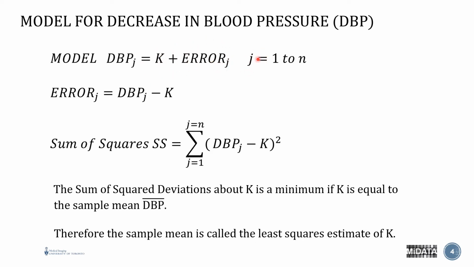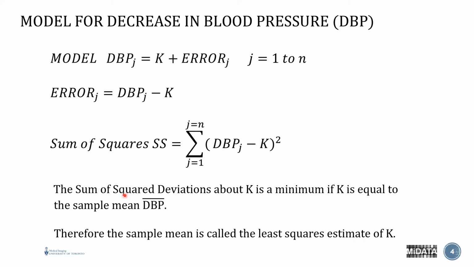Now j is of course for each instance of your dependent variable. And so if you rearrange this, you can just see very simply that your error is equal to the value of your dependent variable minus this constant K. Now the sum of squares, you guys are all pros. The sum of squares is going to be this difference here squared, so basically your error squared, right? And that's your sum of squares that you can use for your calculations.